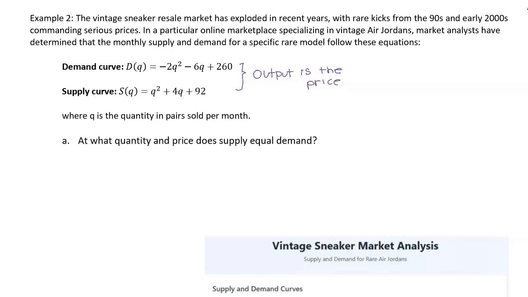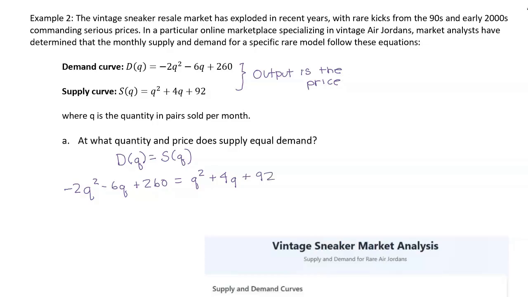We're trying to find where demand equals supply. To do that, I'm going to go ahead and set these two equations equal to each other. Negative 2q squared minus 6q plus 260 is going to equal q squared plus 4q plus 92.